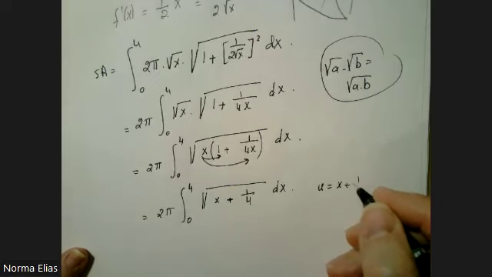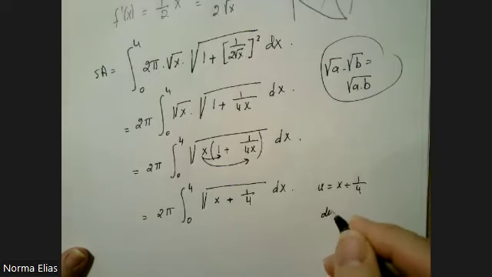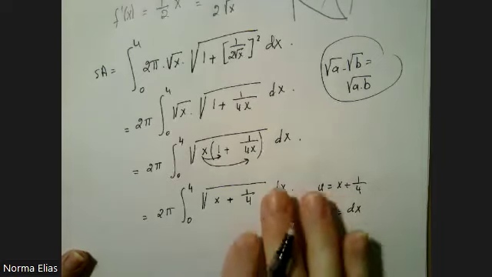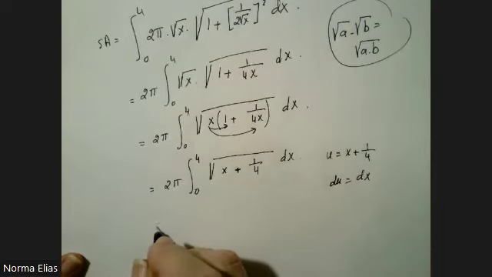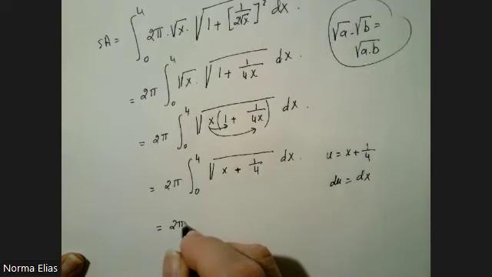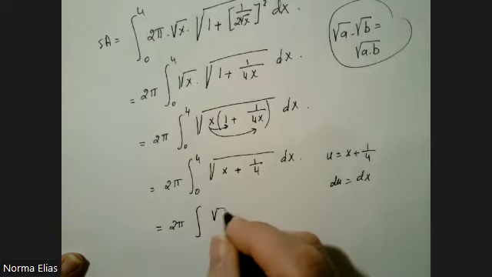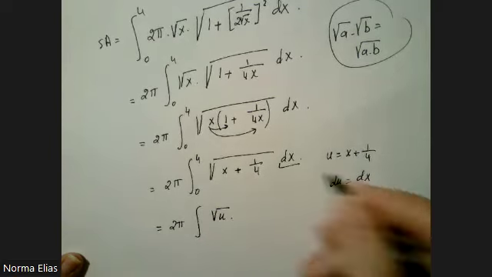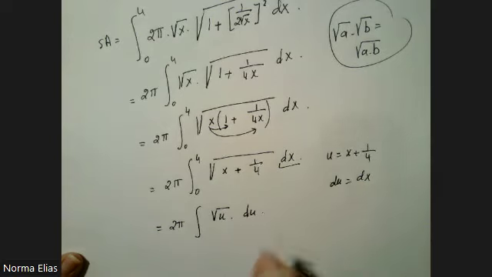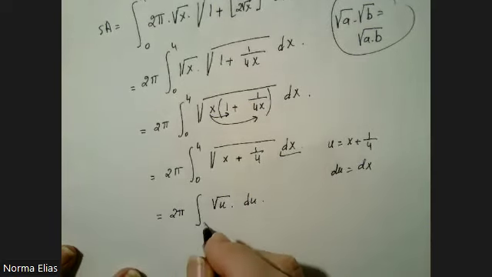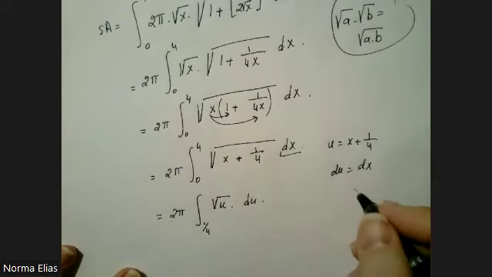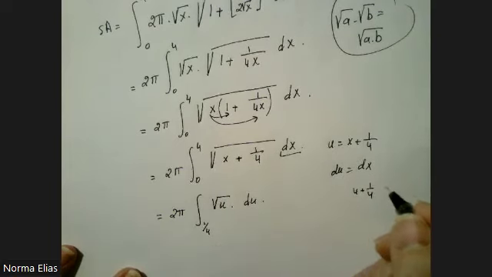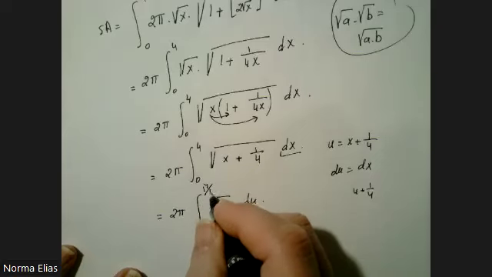You put u to be that, du is dx, and then I will have 2 pi integral of the square root of u, and the dx is the du. There is really not much into it. And if you change your limit at this stage, you get 4 in here, and here you get 4 plus 1 over 4, which is 17 over 4.